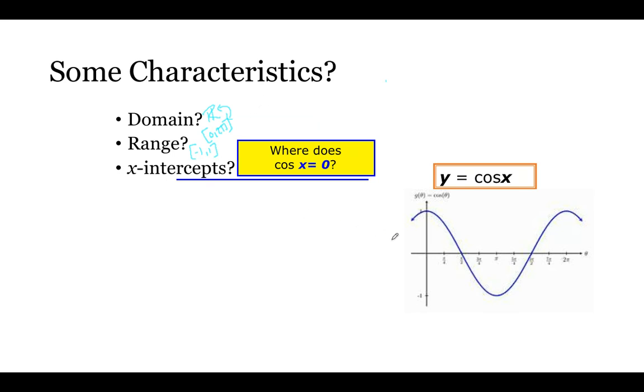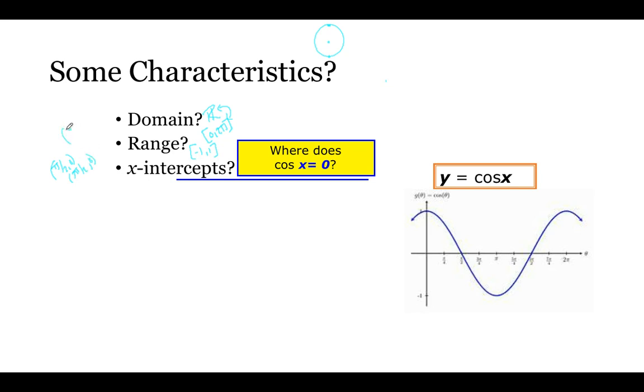Where are the x-intercepts? So where was the cosine of x equal to 0? That was when, if you're around the circle, you're at the highest point and the lowest point, because you're not going left or right at all, right? And cosine has to do with x. So the x-intercepts would be at pi over 2, 0, and 3 pi over 2, 0, right?